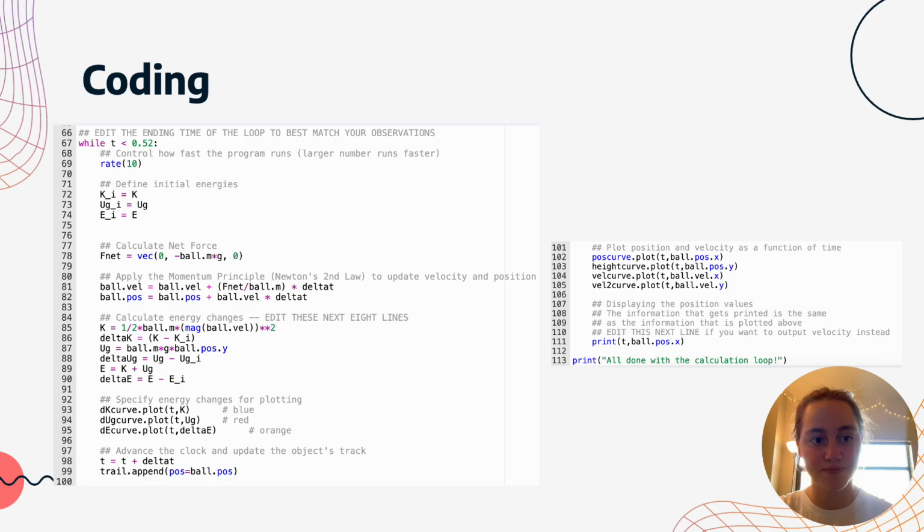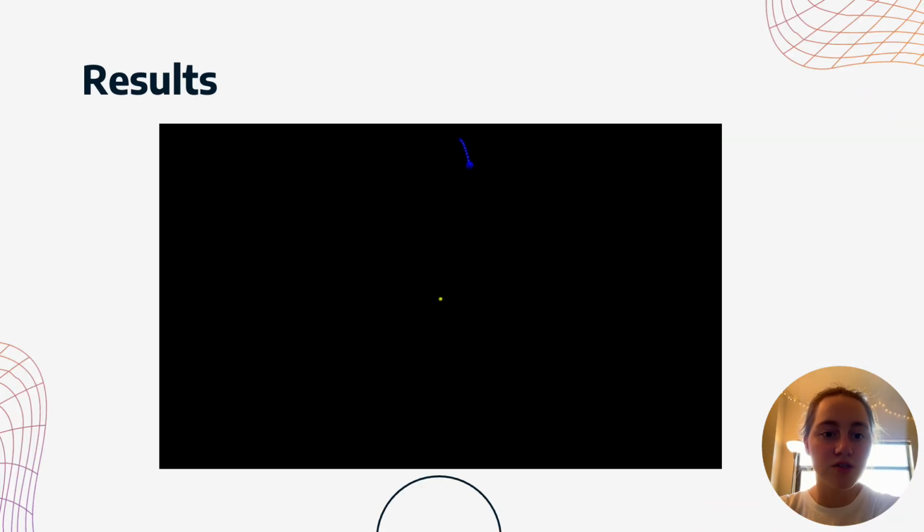plus potential. Then we enter the while loop, and we're going to update the velocity and the position of the ball using Fnet, which in this case is the force of gravity, and then we find the current kinetic and potential energies, and we plot them, and this is what the visualization looks like.